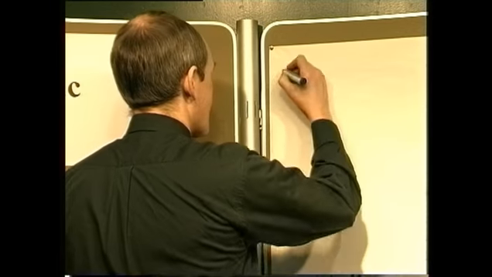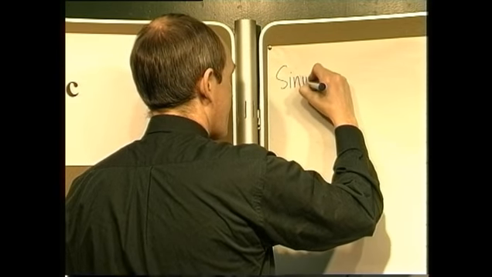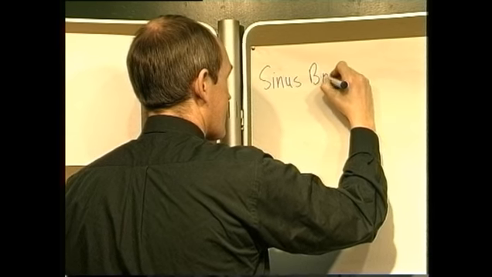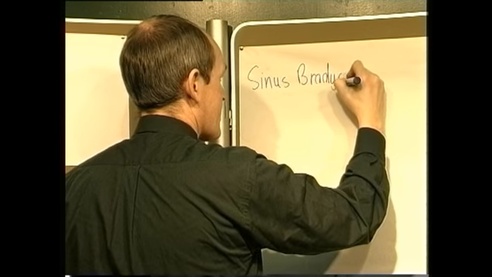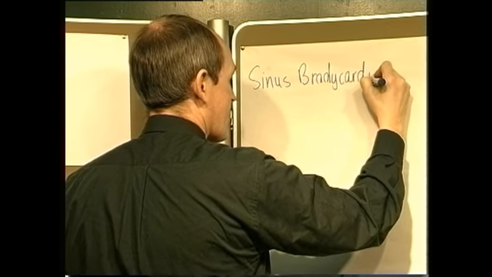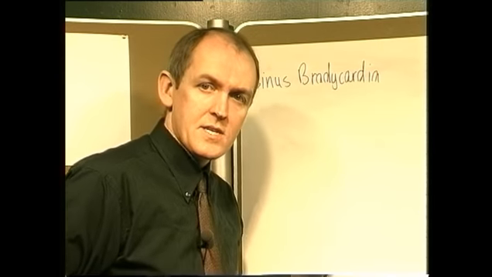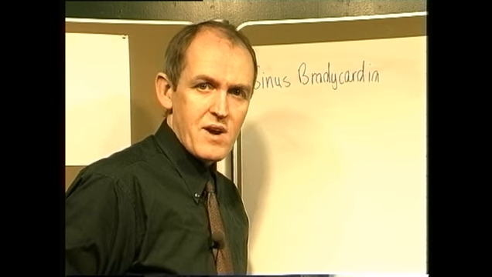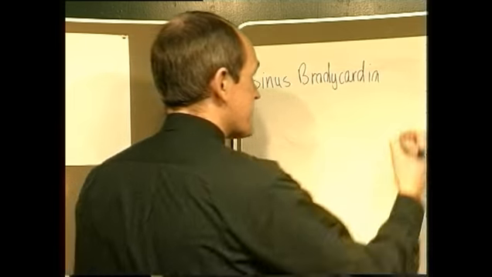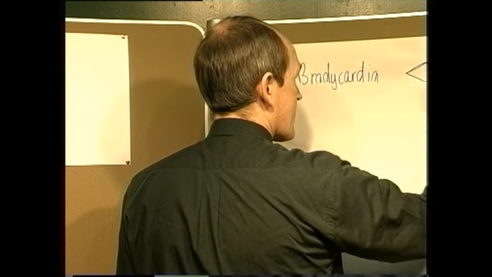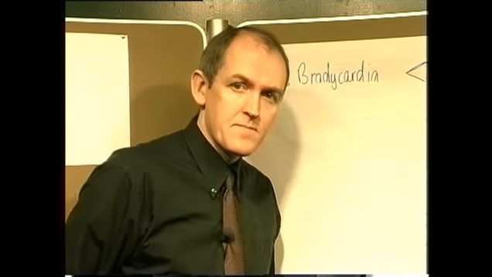So let's now summarise the three normal heart rhythms we talked about. First of all, sinus bradycardia. PQRST in the right order and regular, but the rate less than 60. Less than 60 beats a minute.